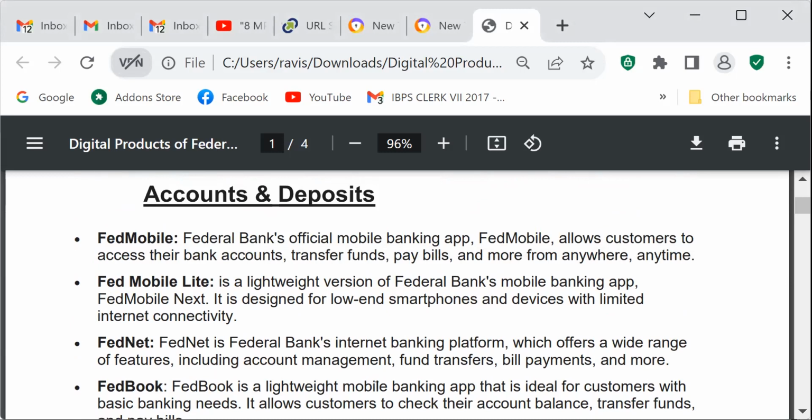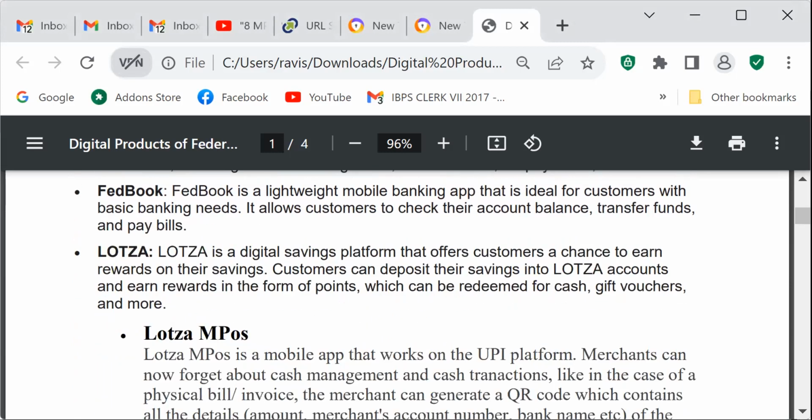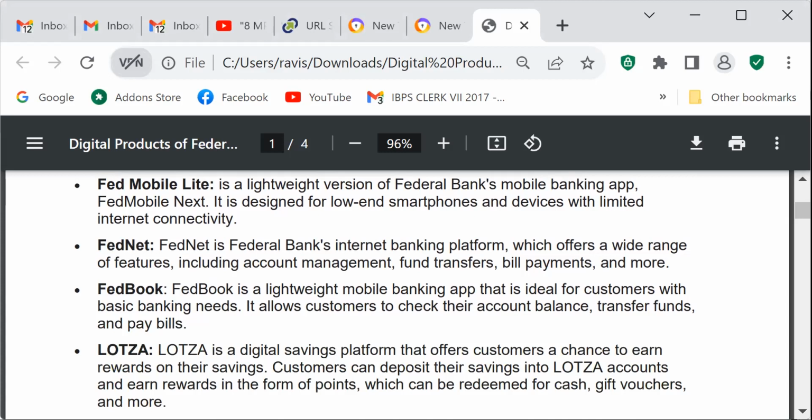FedNet. FedNet is Federal Bank's internet banking platform, which offers a wide range of features, including account management, fund transfers, bill payments, and more. Right. FedBook. FedBook is a lightweight mobile banking app that is ideal for customers with basic banking needs. It allows customers to check their account balance, transfer funds, and pay bills. Achha, only for this purpose it can be used. Whereas FedNet can be used for fund transfer, bill payment, and many other activities also. Good.